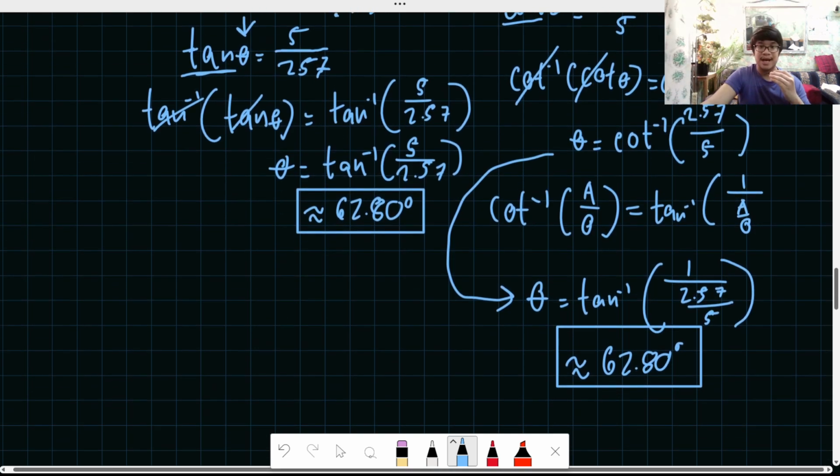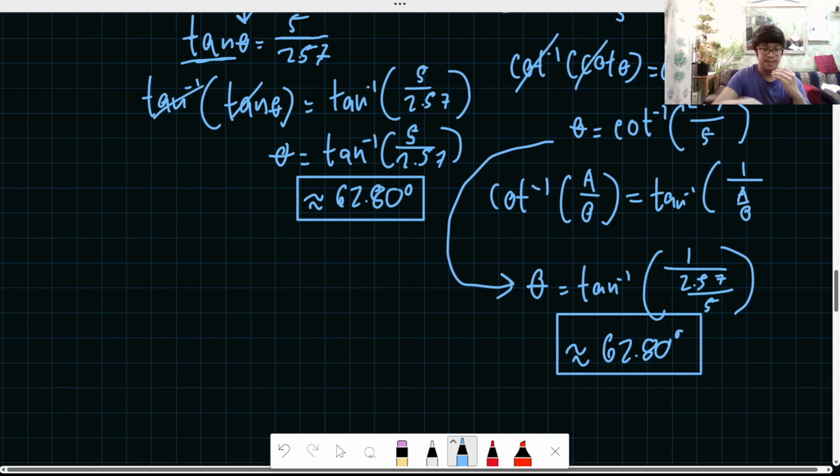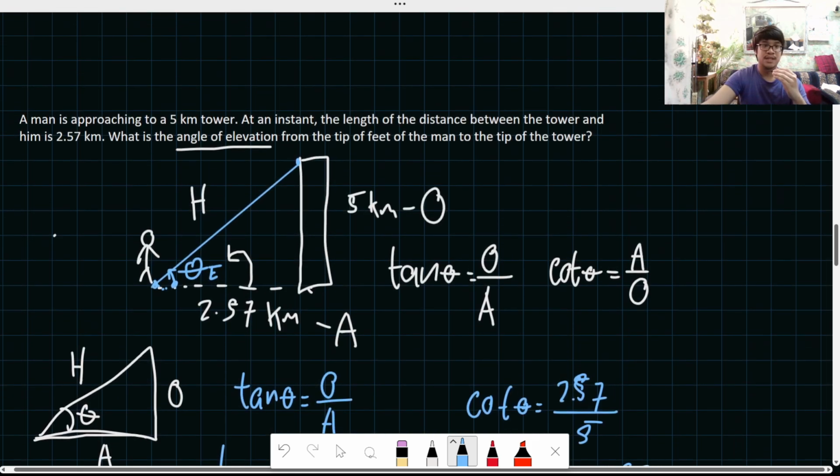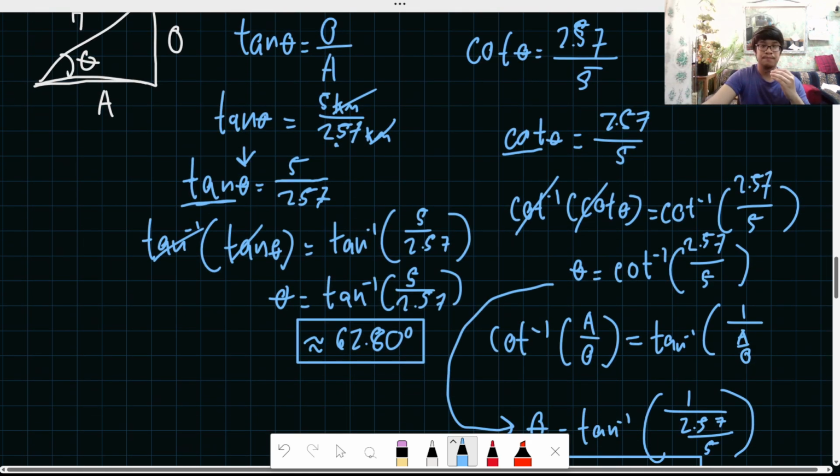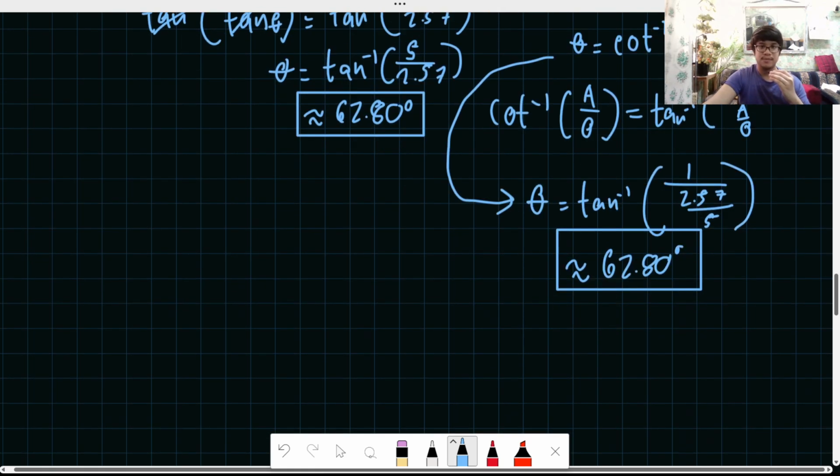Right? That is our answer for this problem. Okay, this is our answer for this problem, right? Let's solve two more problems.